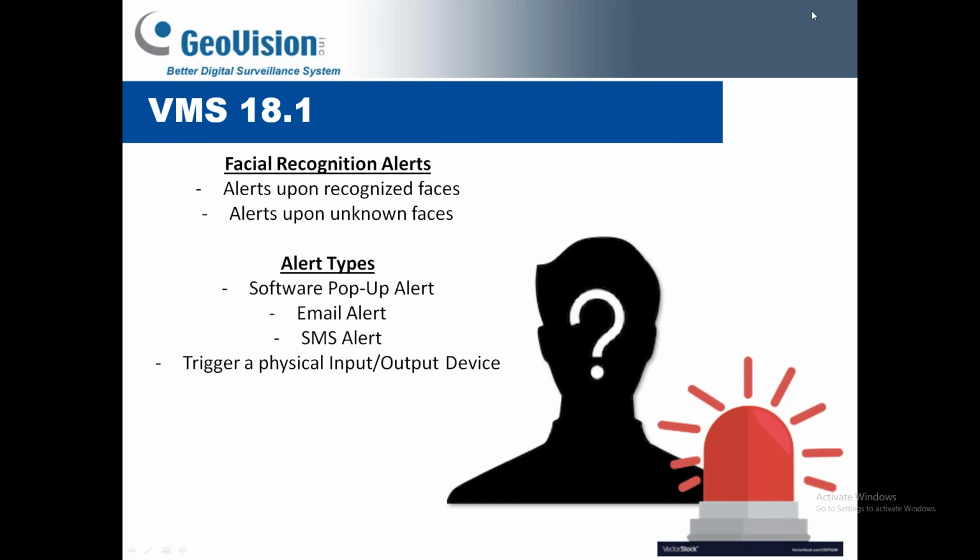And then finally, you could trigger a physical input-output scenario. So if you wanted to have, say, a siren or a strobe light wired into the NVR and be able to trigger that to go off when, say, a recognized person of interest is seen by the camera, this is something that can be done. Obviously, these are things that are happening in real time, in a live view scenario.